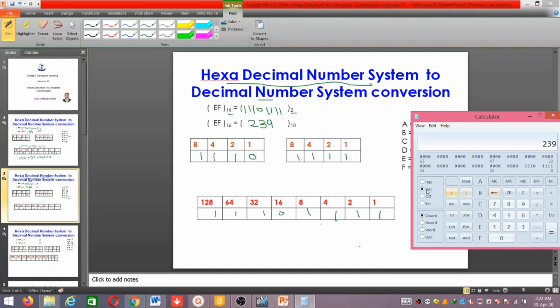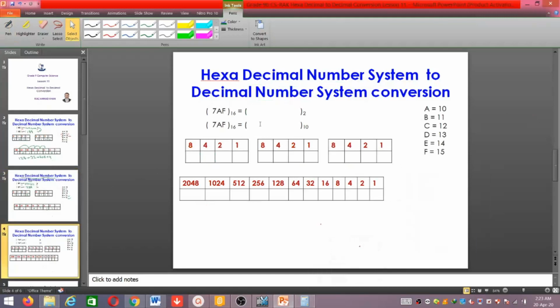So this is 239 in decimal, and let me check what is the equivalent in hexa. The equivalent in hexa is EF. So EF, if you convert it into decimal, you will get 239. It means our answer is correct. Let's do one more question.